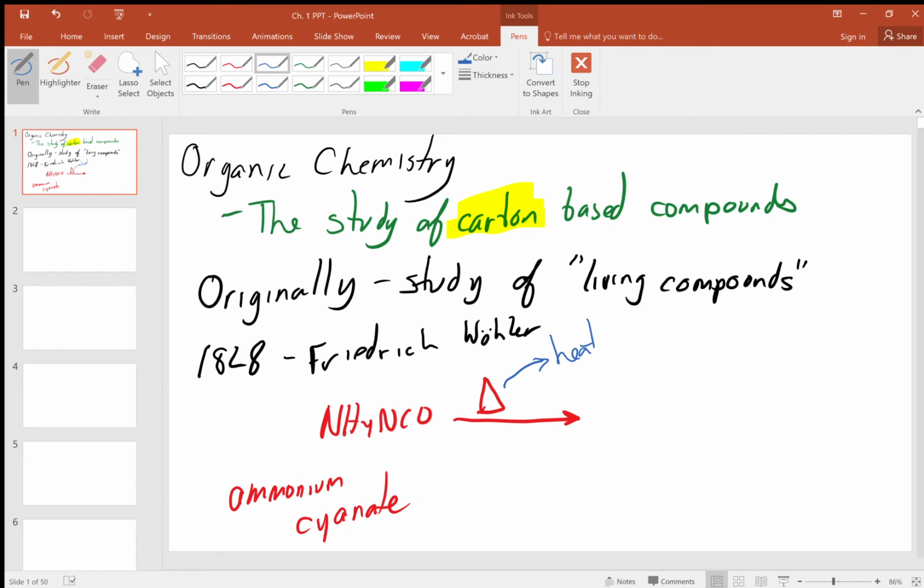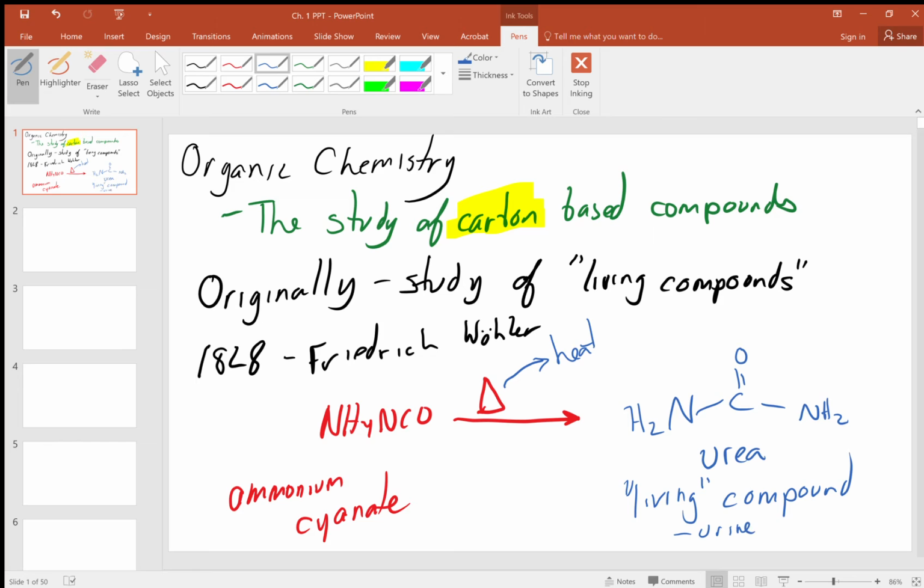Now, what happened to ammonium cyanate when he heated it? The result was it formed urea. And even back in 1828, urea was regarded as a living compound. Why? Well, it was known that urea was one of the components found in urine. And so this was a compound that came from a biological source.